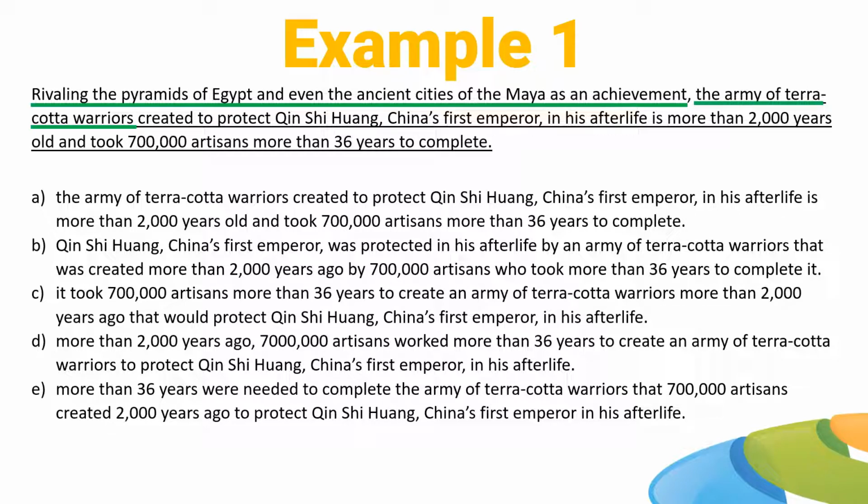A gets this right, so we're going to keep A around. B doesn't get it right. B has the emperor rivals the pyramids of Egypt and the ancient cities of the Maya. That's not true. C has 700,000 artisans rival the pyramids of Egypt and the ancient cities of the Maya. That's not right. D has more than 2,000 years ago and 700,000 artisans rivaling the pyramids of Egypt and the cities of the Maya. That's clearly not right. And E has more than 36 years are rivaling the pyramids of Egypt and the ancient cities of the Maya. That's not right either. It's the army of terracotta warriors. A is correct. Well done.